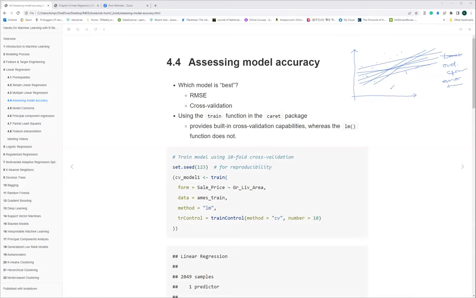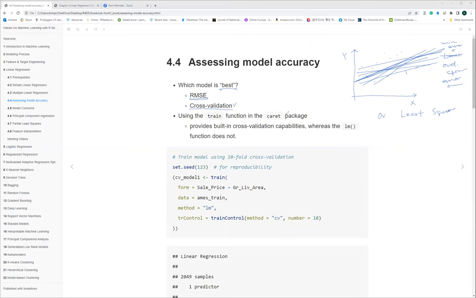But the thing is, the linear regression goal is that between X and Y, we try to find the ordinary least squares line, which means a line that has the minimum error. That model is considered the best model, a model with a very good goodness of fit. So to find the best model, we use RMSE, the root mean square error, and we can also test cross validation.